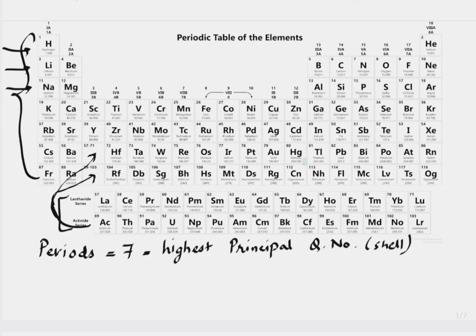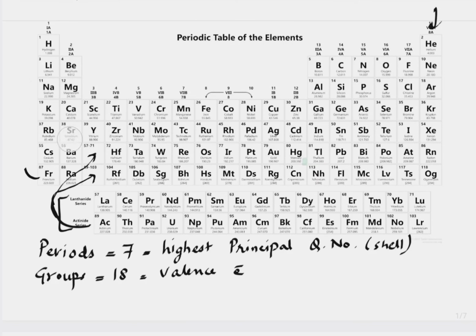Apart from the periods, we have these vertical columns, and all the way till here we have 18 of them. They are called groups. We have in total 18 groups. These groups give you the idea of valence electrons in that element. Apart from groups and periods, we can also divide the periodic table into blocks, and those blocks will give you the idea of in which orbital the last electron enters.